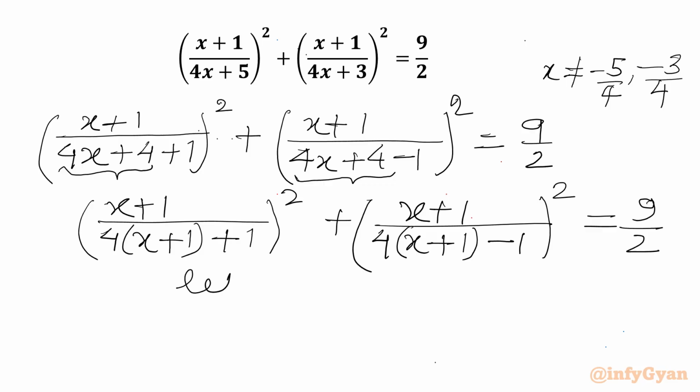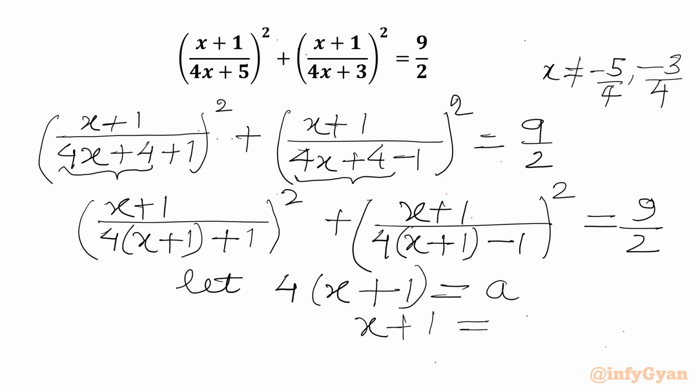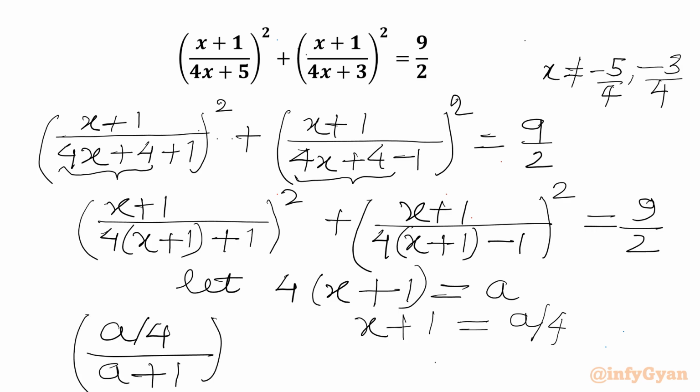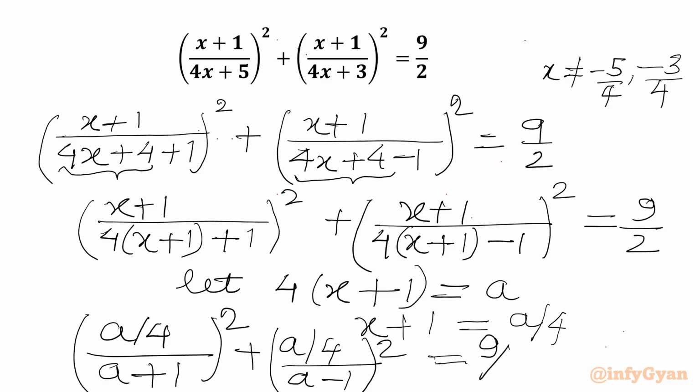Now I will use substitution. Let us consider 4 times x plus 1 equal to a. So from here I can write x plus 1 will be equal to a over 4. So numerator we will write a over 4, and denominator will be a plus 1 whole square, plus a over 4 over a minus 1 whole square, equal to 9 over 2. Remember our substitution is 4 times x plus 1 equal to a.